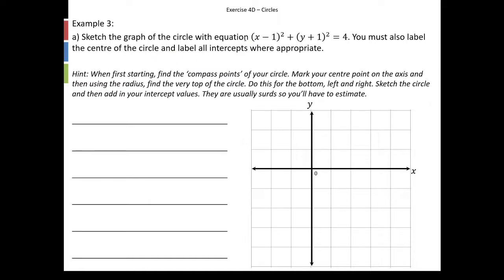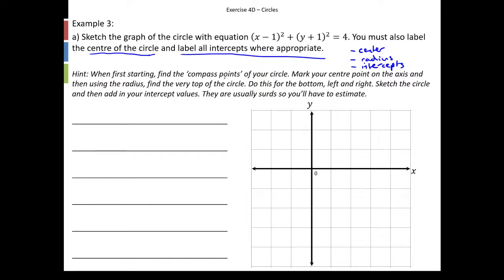Sketch the graph of the circle with the equation (x minus 1) all squared plus (y plus 1) all squared equals 4. You must also label the center of the circle, and label all intercepts where appropriate. So there's a couple of non-negotiables. Like every other graph, to properly convey the information, we need to label certain points. You need to label the center. We're actually going to draw in the radius, and I'll show you how to do that in a second. And you need to label any intercepts.